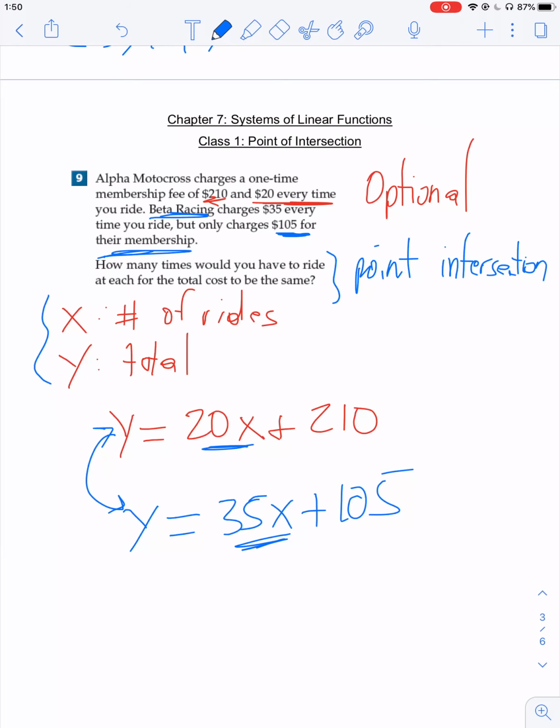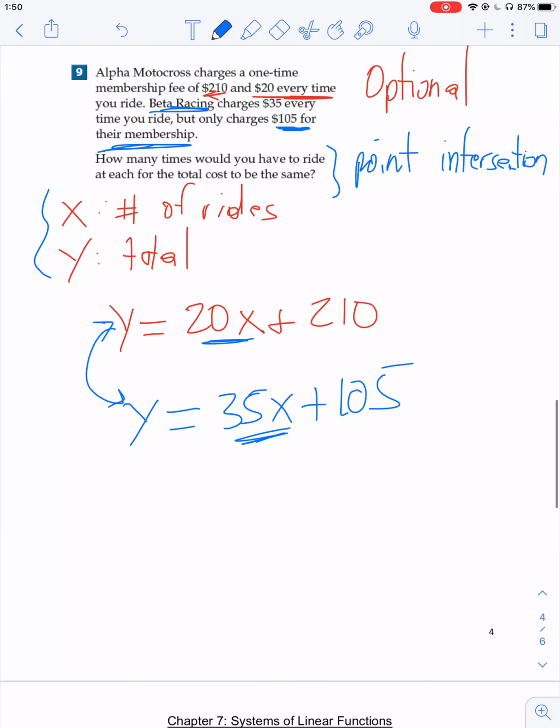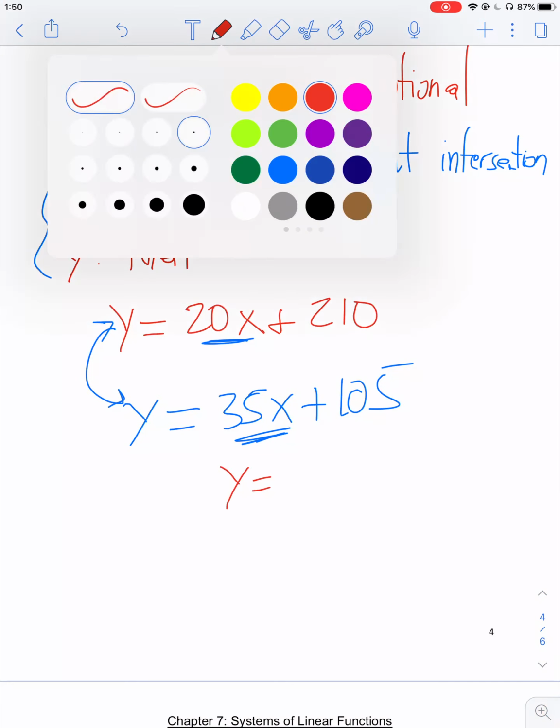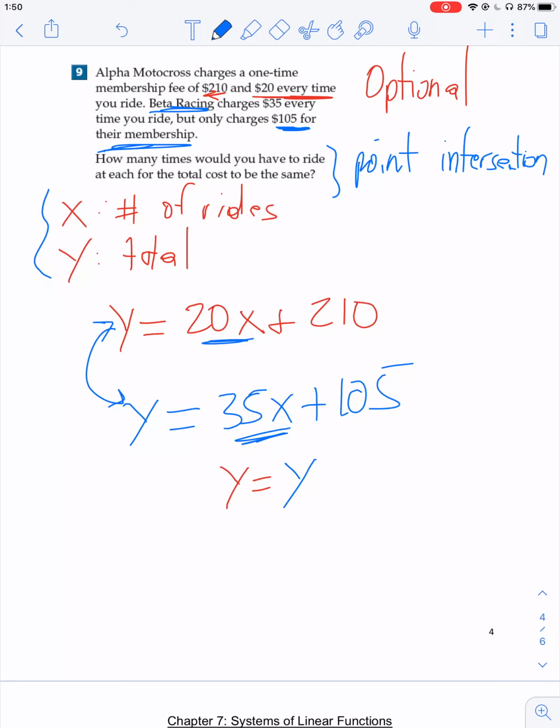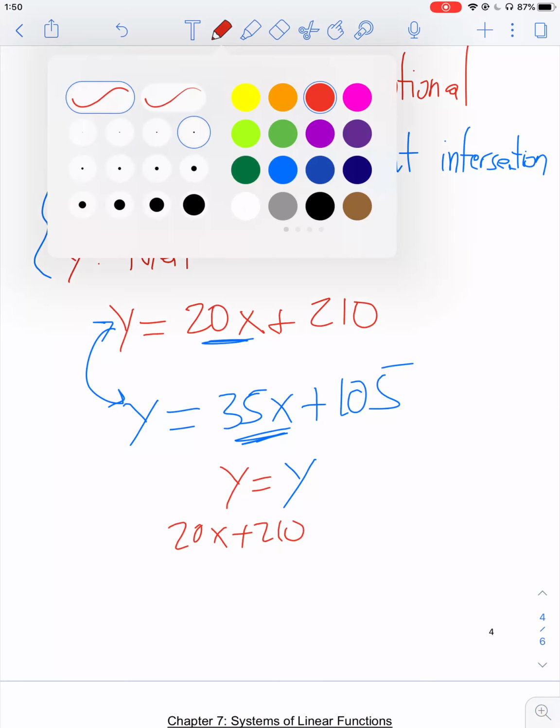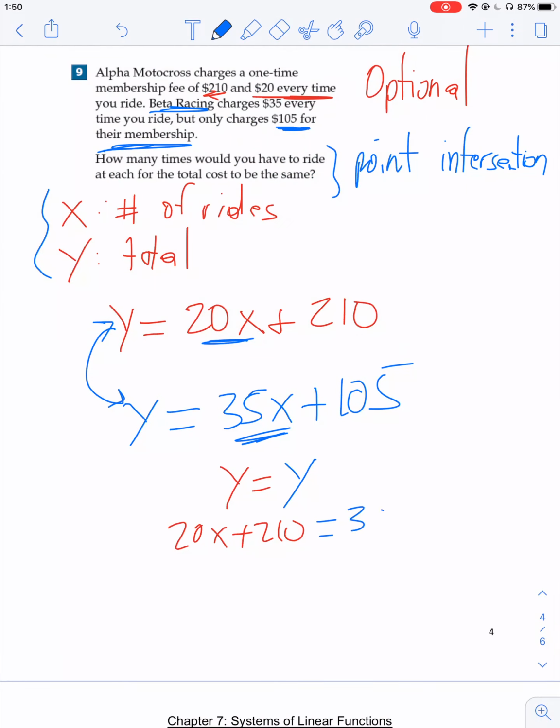Okay, so here all you have to do is use the comparison method. Compare the y in red with the y in blue. The y in red is equal to 20x plus 210. And the y in blue is equal to 35x plus 105.